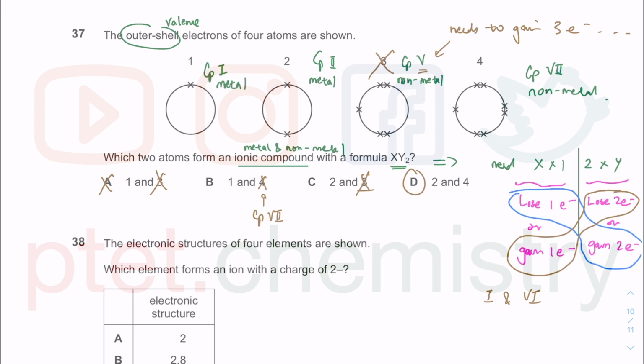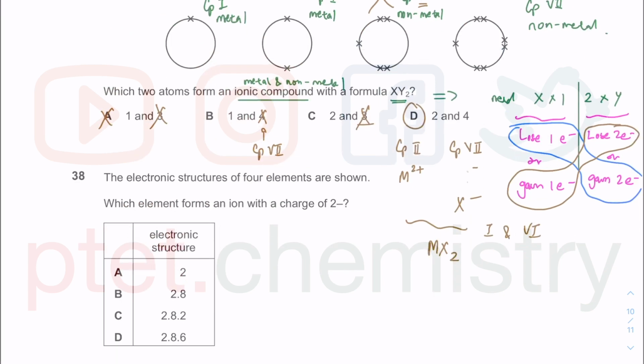So let's have a look. Group 2 will be M2+, and then the group 7 will be X-, because it gets 1 electron like this. So you must have 2 of these, because plus 2, minus 1, minus 1, the overall formula will give you MX2. If you have X and if you have Y, perhaps I could make it into a better thing, like B, so that it's not confusing between X and Y. So MB2, which is XY2.